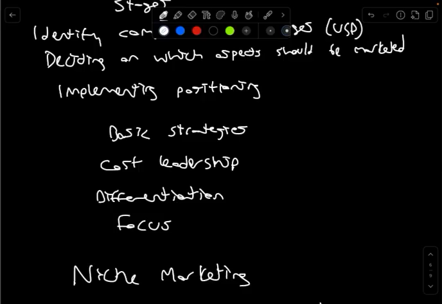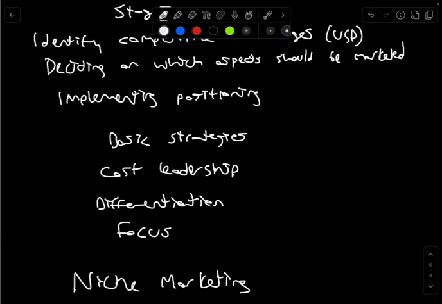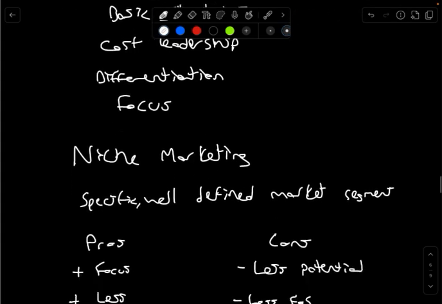And then there are also some basic strategies to decide. For example, the cost leadership, which is offering the products at the lowest cost. The differentiation, which is distinguishing your products and your company from competitors. And then finally, focus is paying close attention to whatever market that you're targeting.